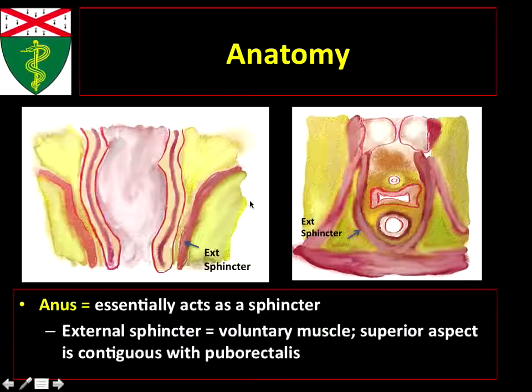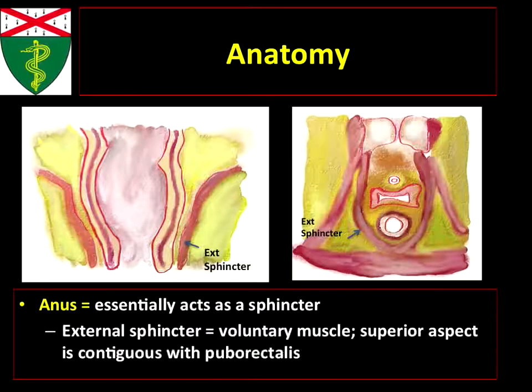Well, that's not good enough. We need two sphincters to help us. And so that's the internal sphincter, and then you have an external sphincter. As its name implies, it's external to the anus, right? So this is the external sphincter over here. It's a voluntary muscle. And as you go upwards, its superior aspect is contiguous with other muscles in the pelvic floor, namely the puborectalis muscle.